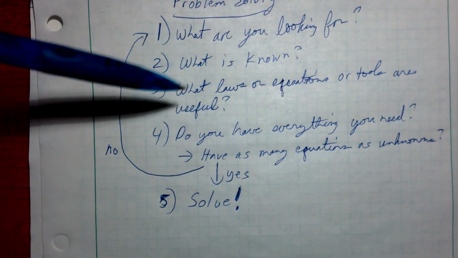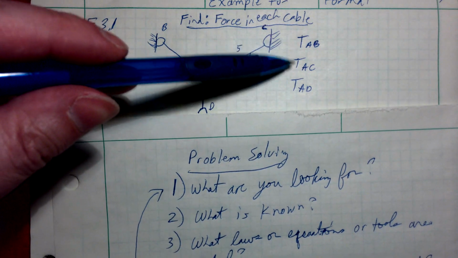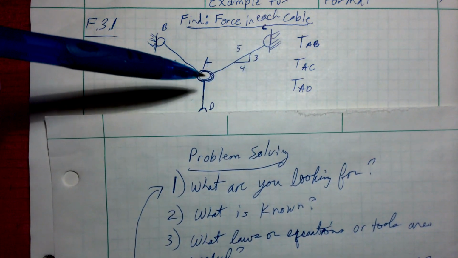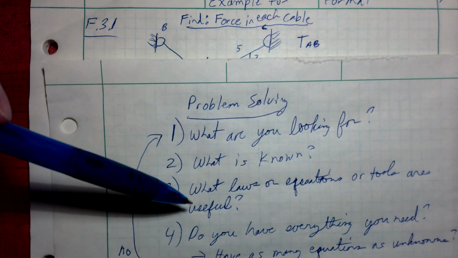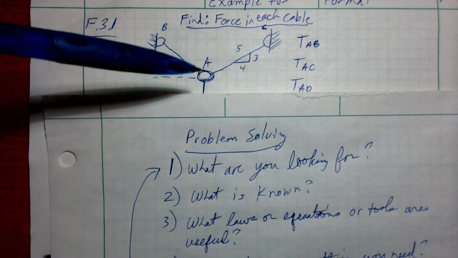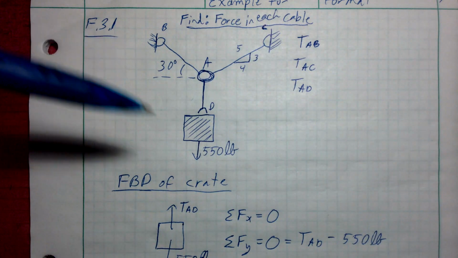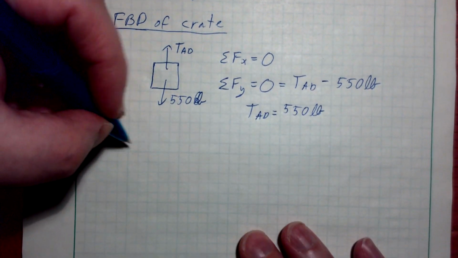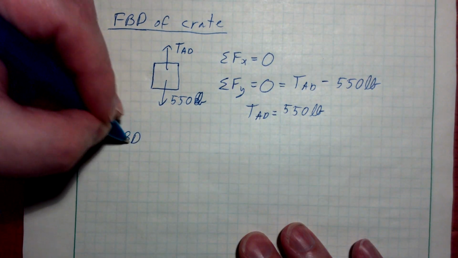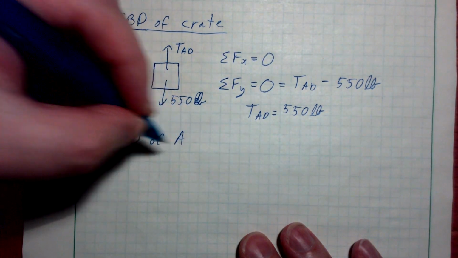So what am I looking for now? What is known about TAB and TAC? Well, I know they're attached to this knot right here. So what laws, equations, rules, or tools can I apply to this knot? Well, I can draw a free body diagram, just like I did here, and apply Newton's first law to knot A.